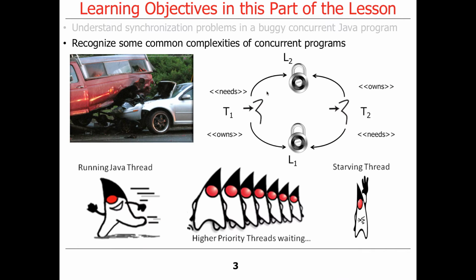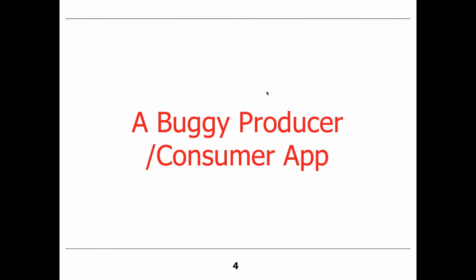Okay, so you'll also get a chance to learn about some common complexities of concurrent programs, some of which we've talked about before, like race conditions, but we'll also briefly talk about deadlock, as well as starvation. You'll get a chance to learn about starvation as well.